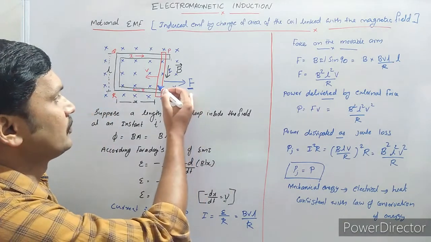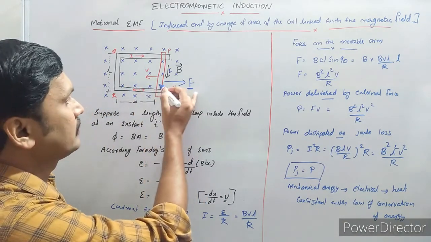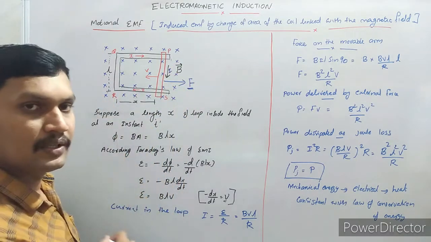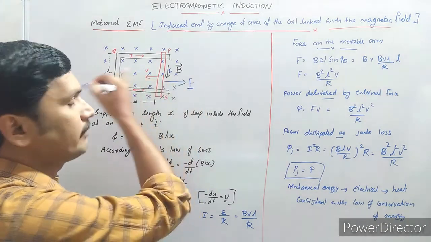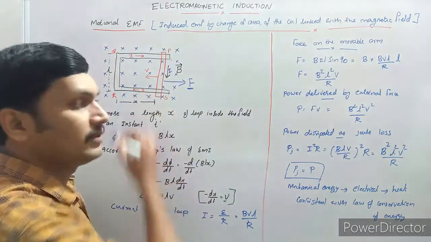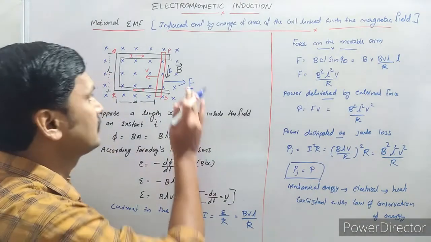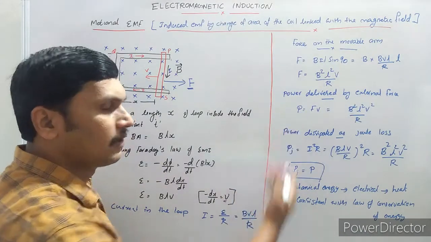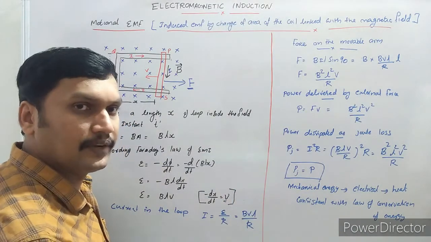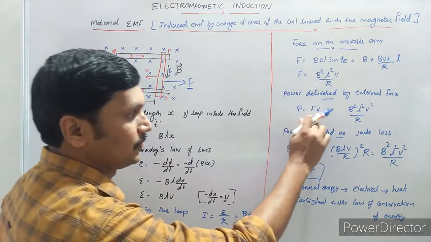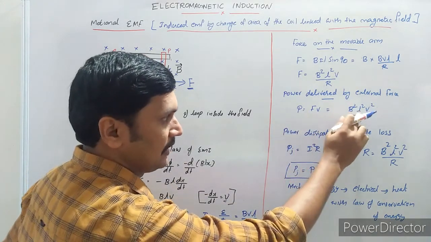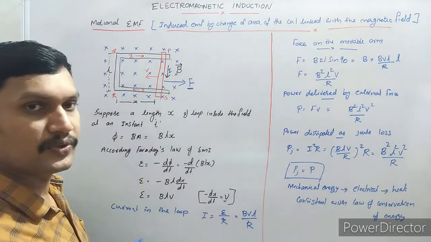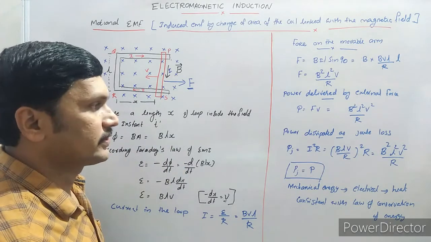The angle between this force and velocity is 0, because PQ is moving towards the left side and we are applying the external force in the same direction. So the angle between F and V is 0. Applied force is towards the left side, and the velocity is also to the left. So F dot V, we can simply write as F into V, since the angle between them is 0. So F into V is equal to B square L square V square by R. That is the power delivered by the external force to maintain this motion.